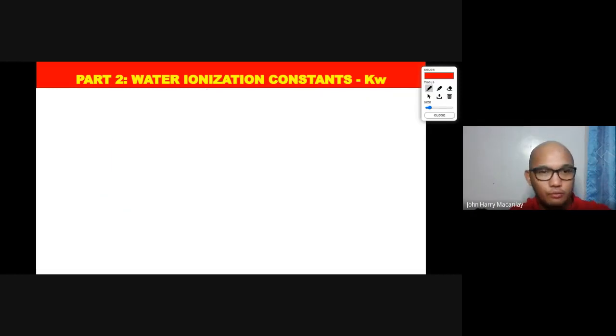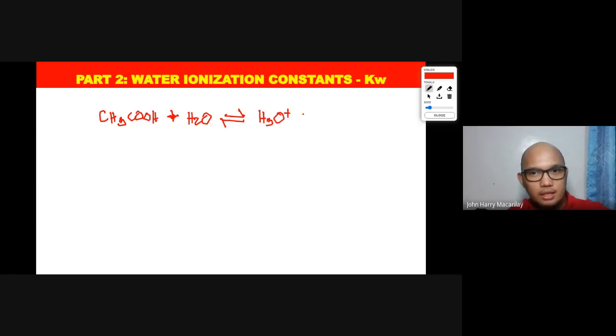So let's have the equation a while ago. So you have acetic acid plus water. It will produce a hydronium ion plus an acetate ion. And then the other equation for the conjugate base, which is your acetate. So acetic acid is the conjugate acid, and your conjugate base is your acetate.